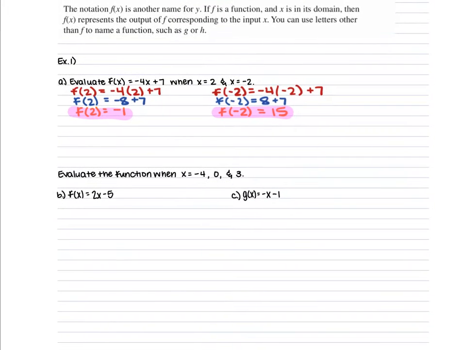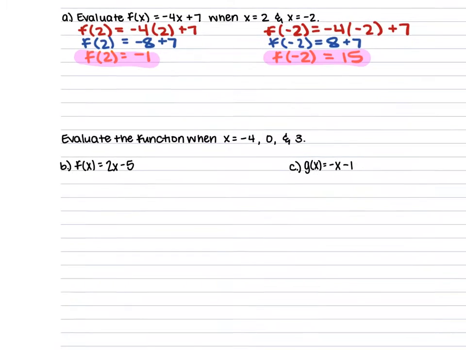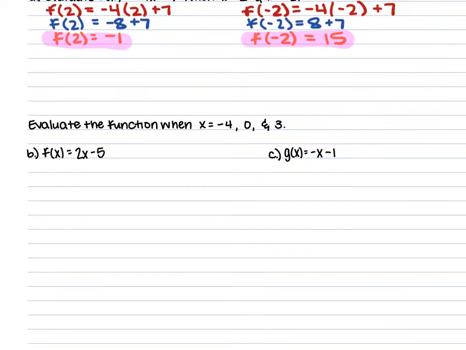For examples B and C, we're evaluating the function when x is equal to negative 4, 0, and 3. So for B, we're going to start this one by doing f of negative 4, which will give us 2 times negative 4 minus 5. The 2 times negative 4 gives us negative 8, so f of negative 4 is equal to negative 8 minus 5. Then we can do f of negative 4 is equal to negative 13.